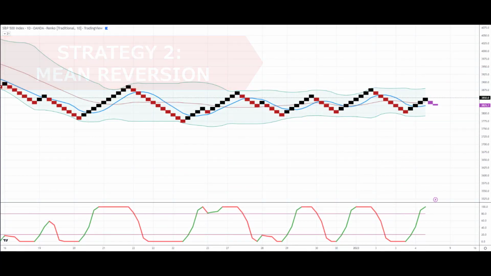Again, quite a simple one, but the key to this one is we need to find markets that are range bound. And here I have the S&P 500 set to a $10 block size, so it's quite aggressive.